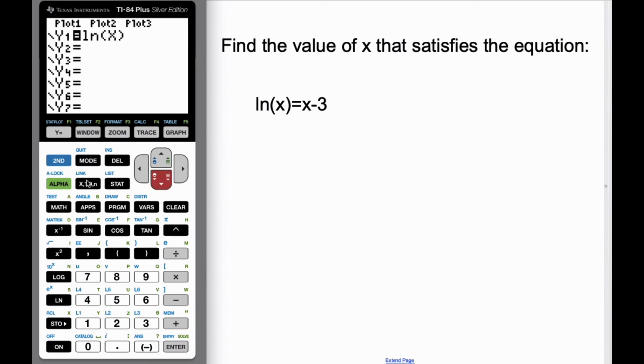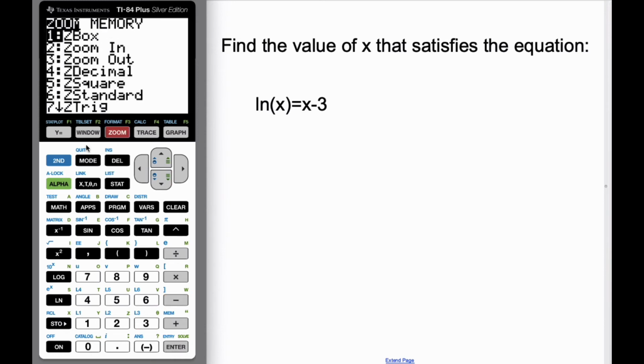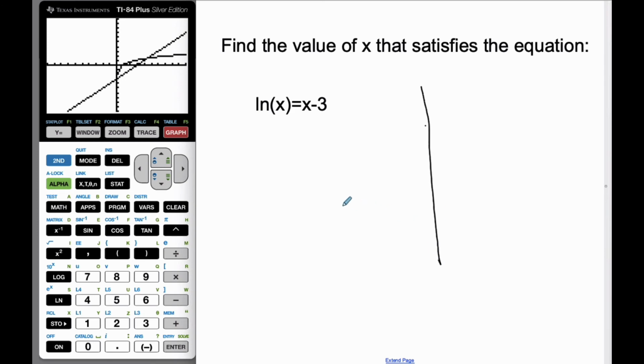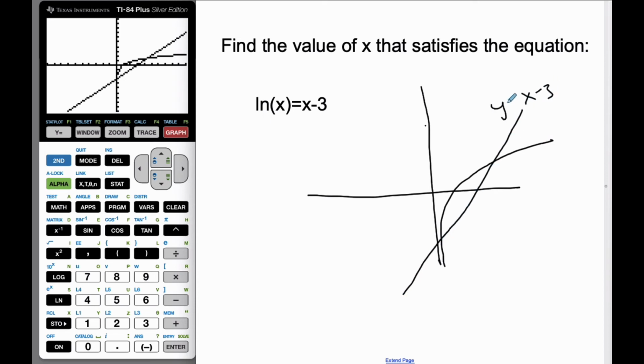And the other one is going to be x minus 3. And I'm going to zoom to number 6, my standard window. Oh, let me try that again. There's my graph. And so here's the one and here's the other. So if I make myself a solution here, it looks like I have a graph like this, and my graph like this is x minus 3. This is y is equal to ln x. And so I want to find the points of intersection.